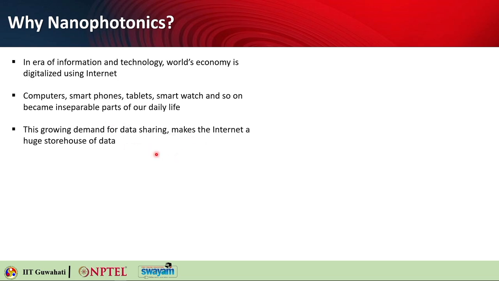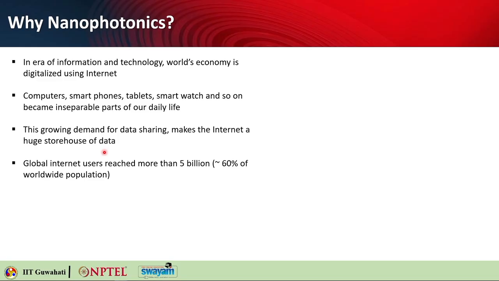That puts a lot of load on the internet. And with this growing demand for data sharing, the internet also becomes a huge storehouse of data. Whenever you are Googling something or making a search, you want the data to come to you very fast. But where from? You have to store it somewhere, right? So you also need a lot of storage and a lot of computation power to search in this huge storage for what you have looked for. All these things are putting a huge load in terms of energy requirement, speed requirement, computing speed, and power requirement. So everything is becoming more and more complex.